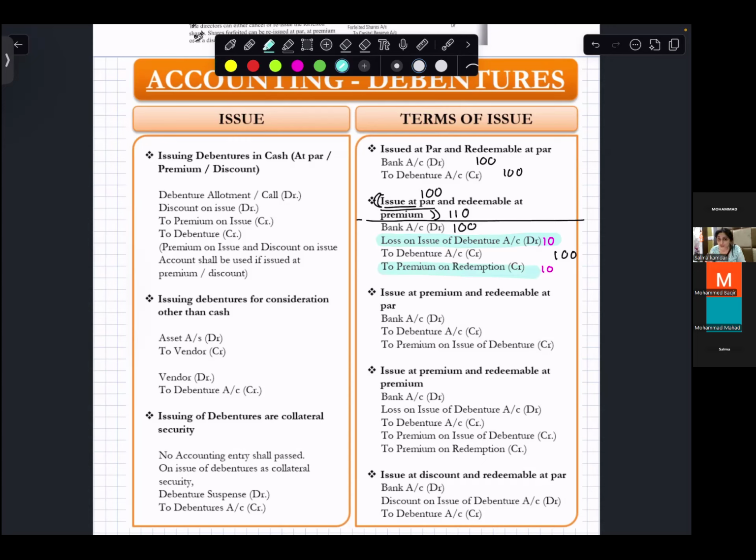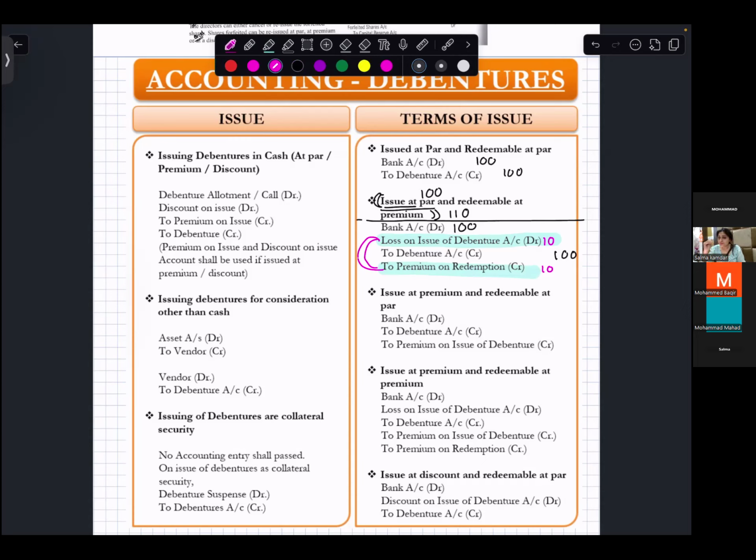Loss on issue debit to premium on redemption credit. Please write this journal entry, memorize it, or whatever you want to do. Issued at par, redeemed at premium.